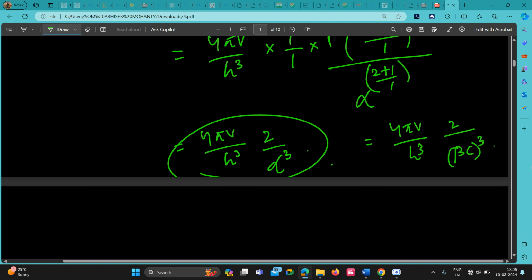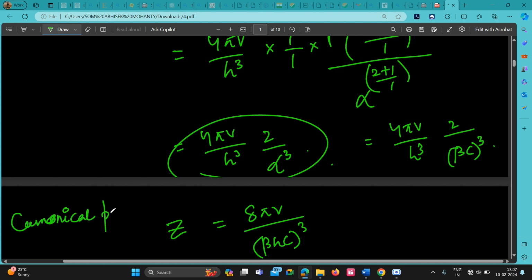Is that alright? Yeah, so I can take this h inside, so it will be 8 pi V divided by beta hc whole cube. So this is actually your canonical partition function. Okay, this is Zn.